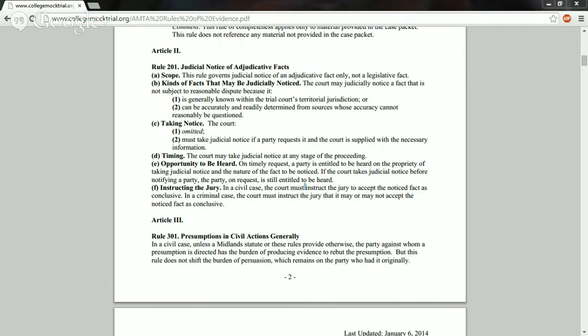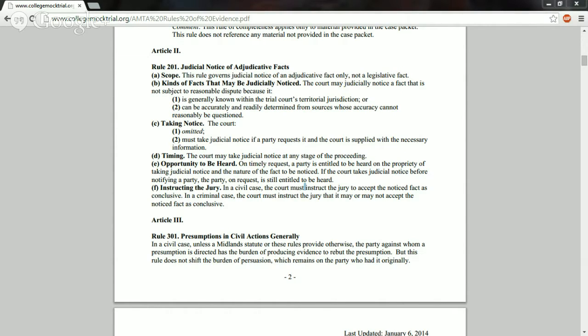So let's just take a look and read Rule 201. The rule governs judicial notice of an adjudicated fact only, not a legislative fact. What this means is that you cannot take judicial notice of statutes. At least technically you can't. You can't make the jury known or the judge known what a statute says on a particular issue.